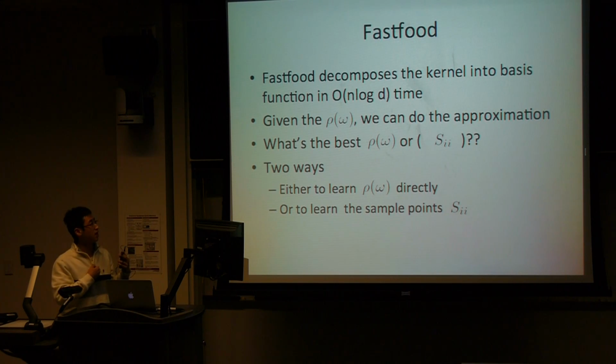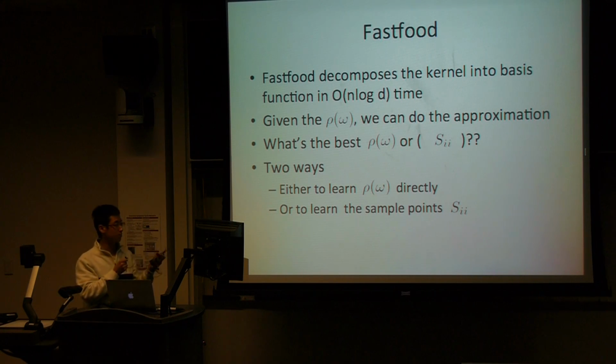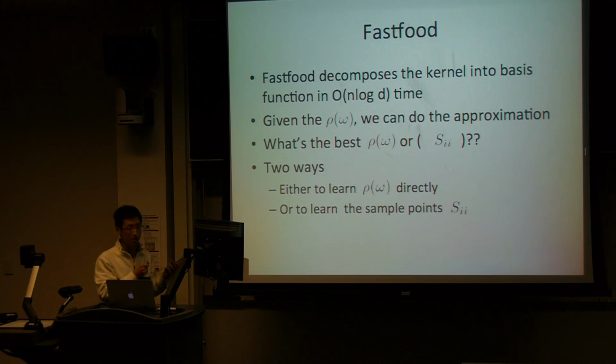And this is based on a given kernel, which means given the spectrum function. We can do the approximation. So in kernel selection, we want to ask the question, which is the best kernel? Which means which is the best spectrum function, and also which are the best spectrum points? So in order to learn the kernel, we can learn either the spectrum function or the spectrum sample points. We first focus on the spectrum sample points.